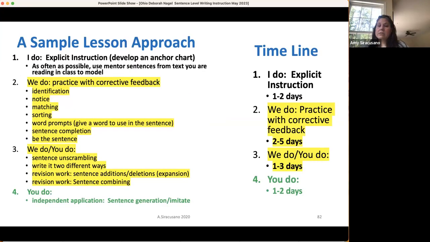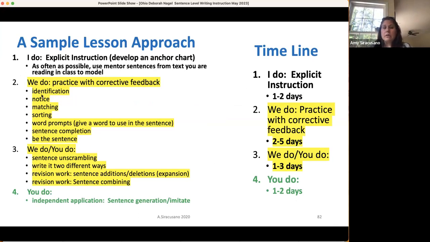Okay, so this is what the instructional approach might look like. So 1 to 2 days of explicit I do instruction, right? So we're going to pull out maybe a mentor sentence from a text. We're going to model it. We're going to have some sort of an anchor chart to refer back to. Then we're going to move into a we do section with corrective feedback. This might be 2 to 5 days, and these are estimates, okay?